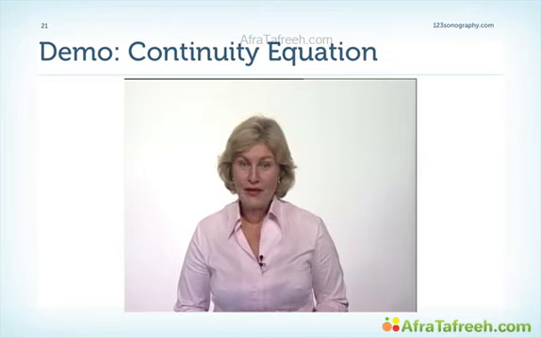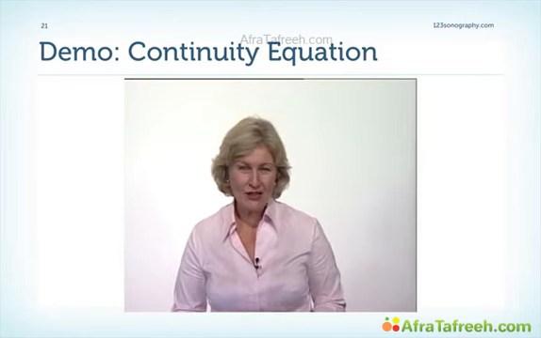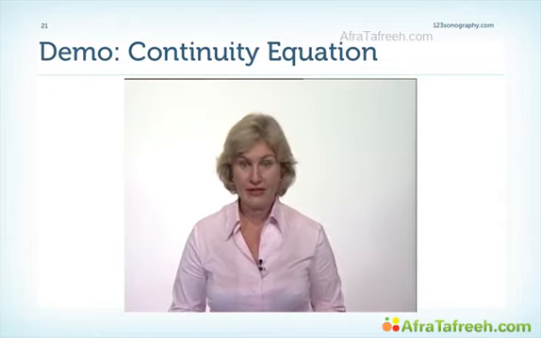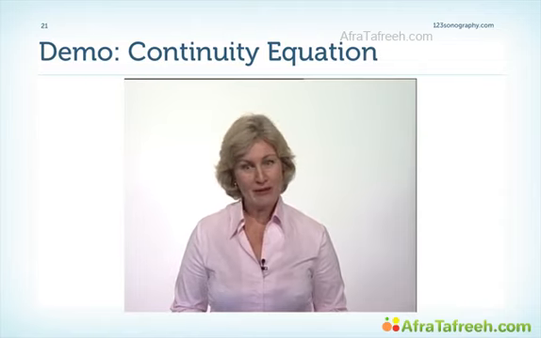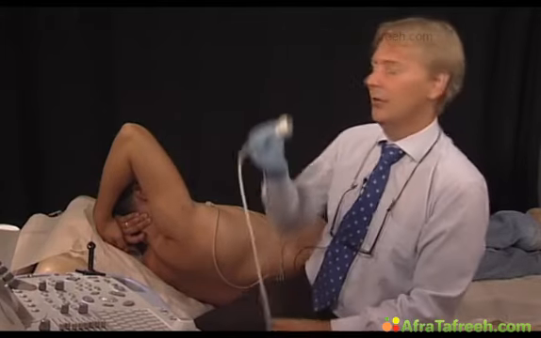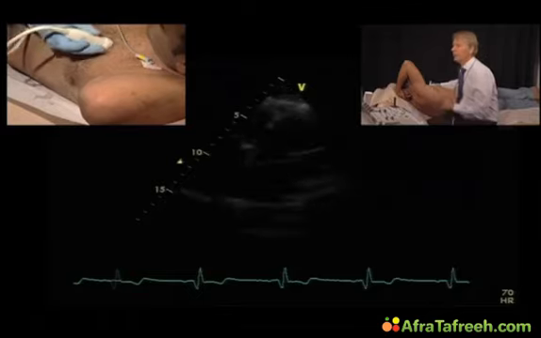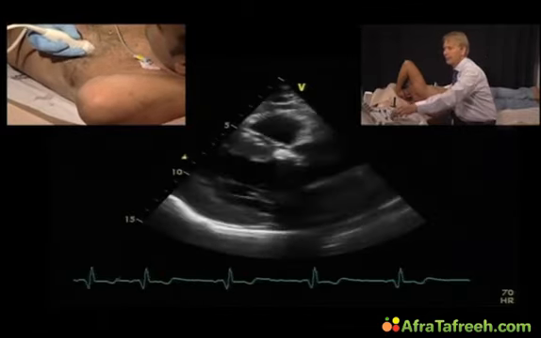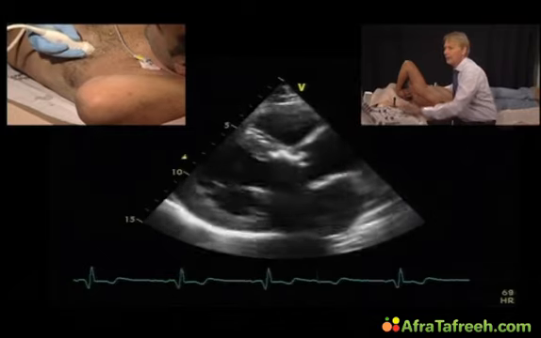So, from theory to practice, now let's see how to really acquire the parameters you need to calculate the continuity equation. And Tommy will now show you how to do this. To quantify the aortic valve area with the help of the continuity equation, we start from a parasternal approach, because we first of all need the diameter of the LVOT. So we'll optimize our image here.